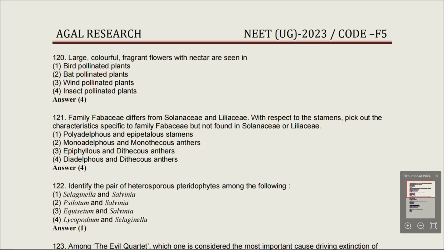So the next one is: identify the pair of heterosporous pteridophytes among the following. So the answer is Selaginella and Salvinia. And this question is taken from Unit 2 Structural Organization of Plants, Chapter 6 Anatomy of Flowering Plants.